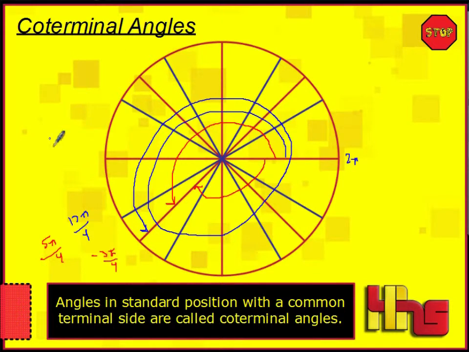So coterminal angles are just angles that end in the same place but got there in a different manner, a different way. They might have gone more than one revolution, they might have gone in the opposite direction, but they end up at the same place. So the next step, after we maybe have a little review, is to see why we do all this stuff, why we learned all this, and that's what we'll be doing next.